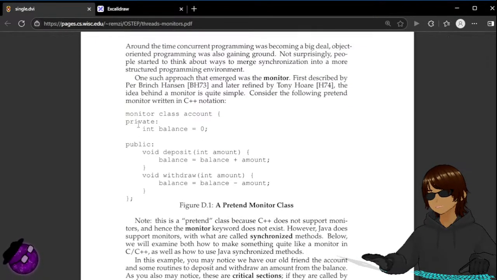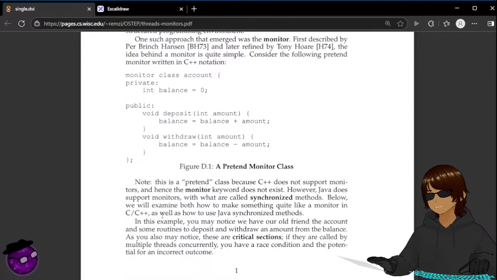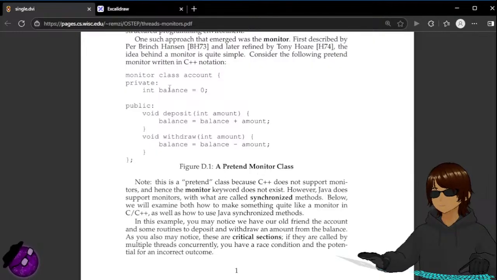So, monitor class account: private, balance is zero; public, deposit amount and withdraw amount. Okay, what's happening here? Now, this is a pretend class because C++ does not support monitors, and hence the monitor keyword does not exist.